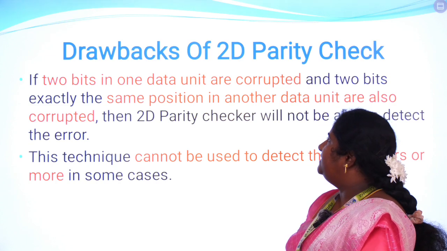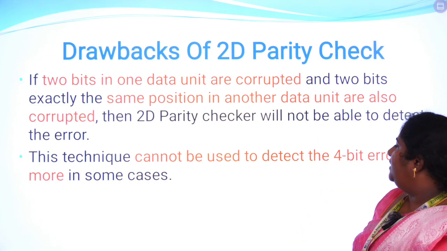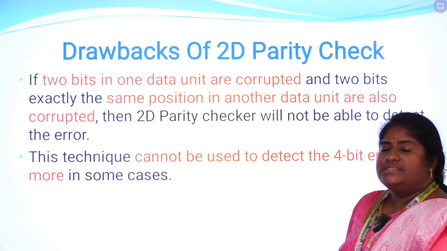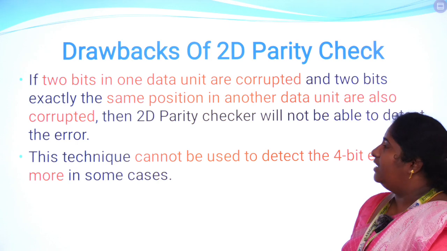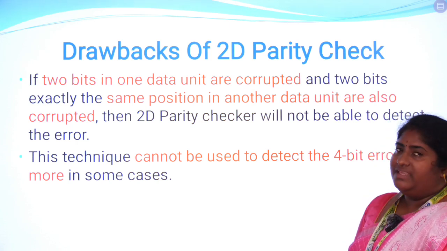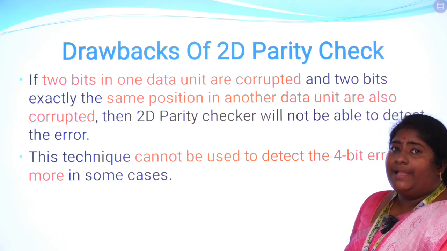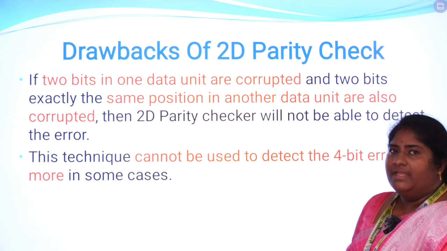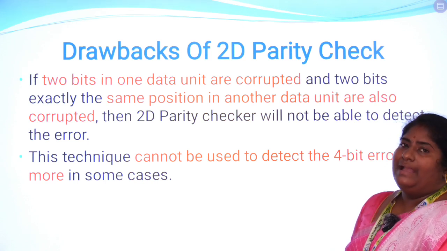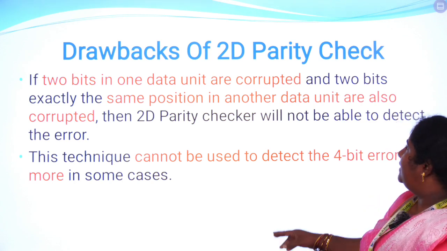There are certain limitations in the two-dimensional parity check. It cannot be used to detect 4-bit errors or more. This is the major disadvantage we face in the 2D parity, which consists of row and column parity checks. If the errors are 4 or 5 or more, then the errors cannot be identified. This is the major drawback that we have with the two-dimensional parity check.